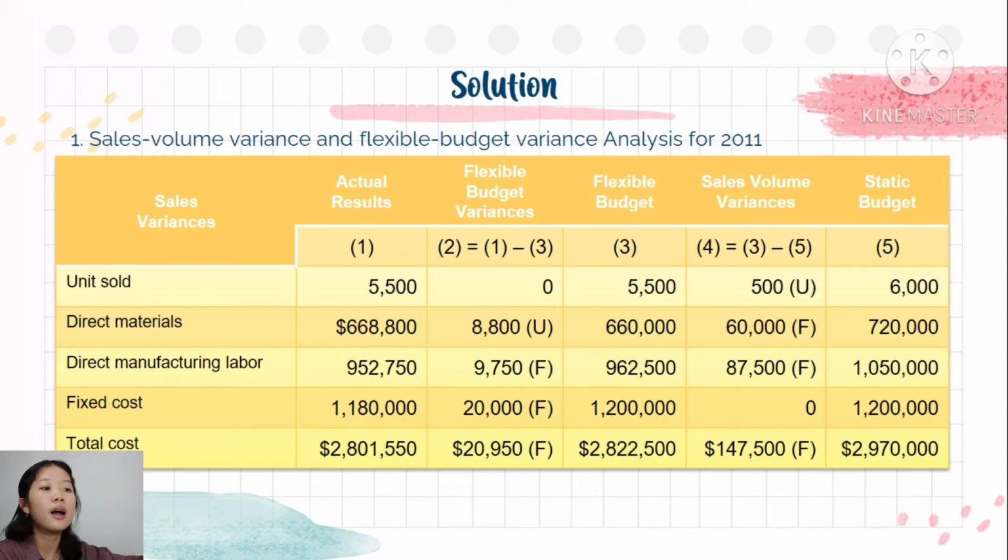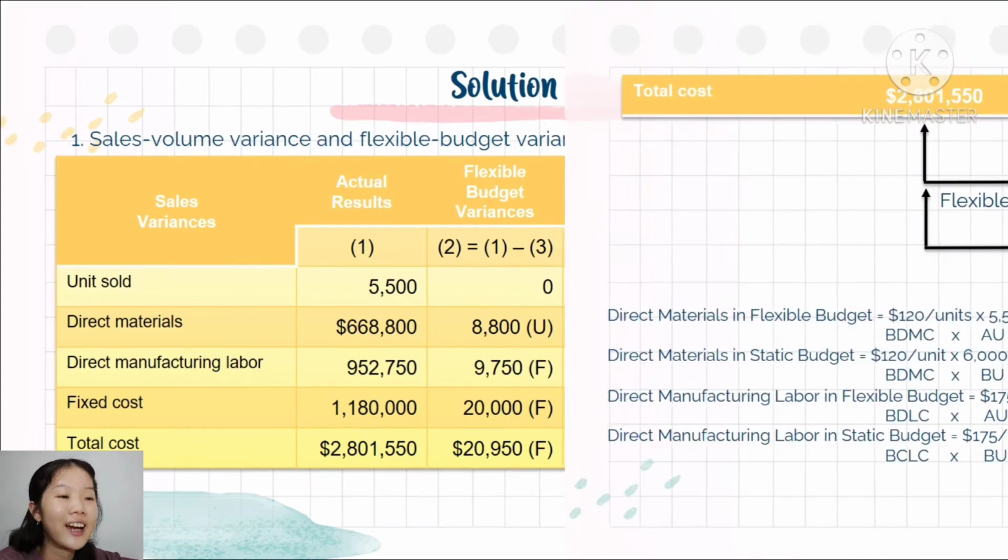Also, the favorable and the unfavorable variances have an effect on the operating income. The unfavorable has the effect of decreasing operating income, and the favorable has the effect of increasing operating income.